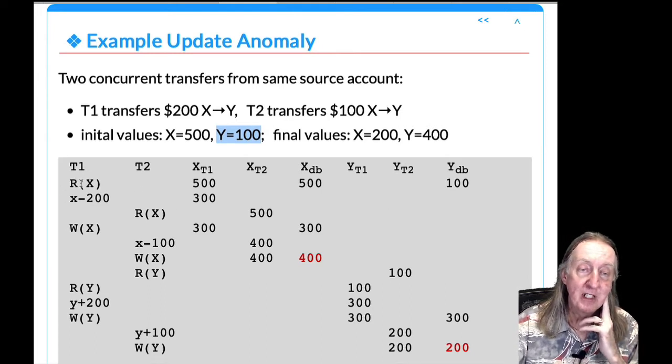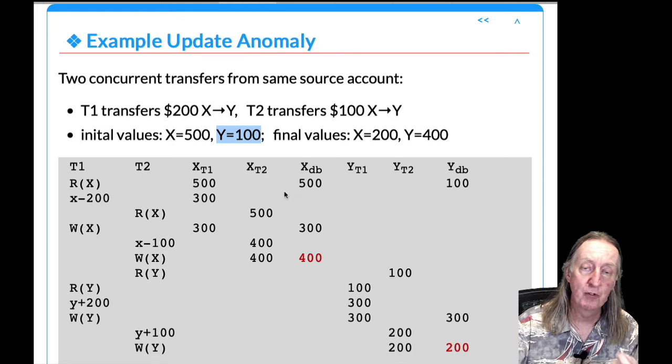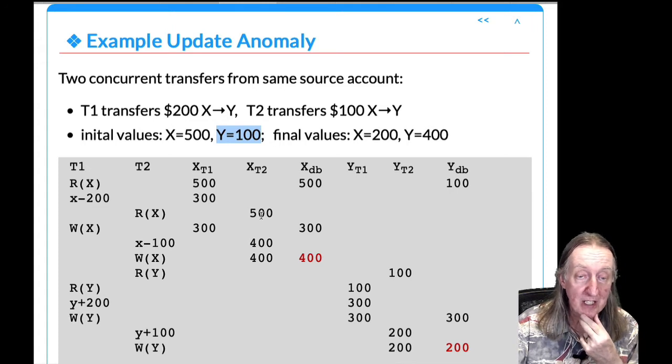So X reads. All right, now we've got to talk about these columns. This is the value of X in T1's local memory. This is the value of X in T2's local memory. This is the value of X as stored on the disk. Okay, so T1 reads X, so we copy 500 into T1's local memory into an object called X. We then subtract 200, it now has a value of 300. Then T2 reads X. In the database, X still has the value 500, so that's the value that's copied into X in T2.